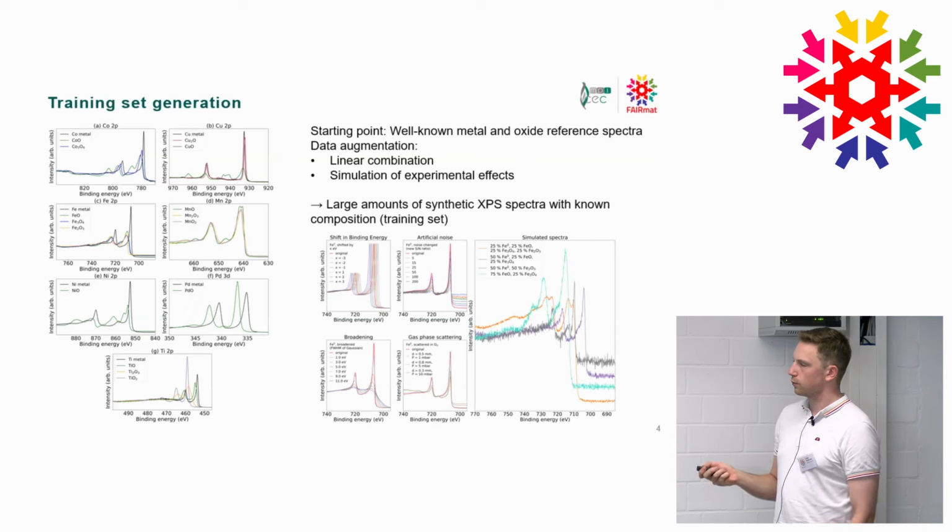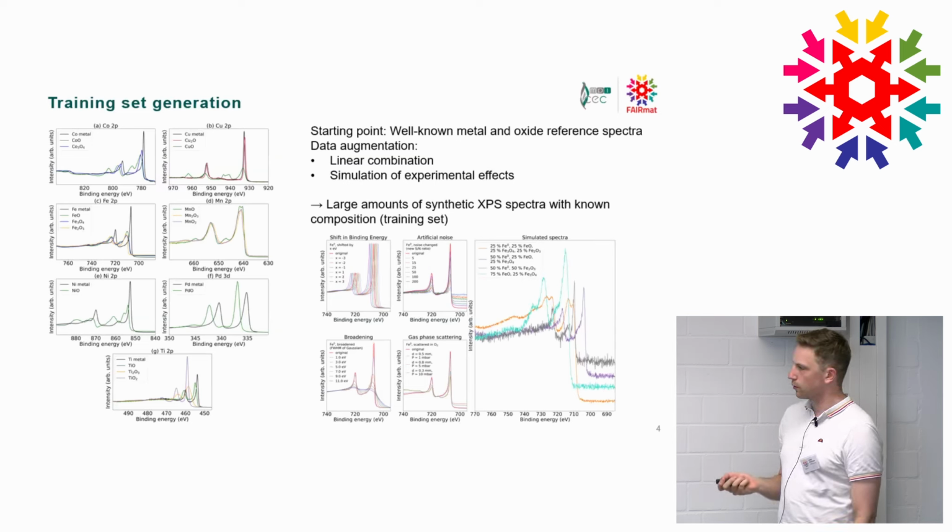So first we started to shift these spectra on the x-axis to simulate a bit of charging and changes in the calibration of the spectrometer and so on. Then we introduced artificial noise, essentially Poisson noise, which is the case in XPS anyway. Then we introduced artificial broadening of the spectra to simulate different instrument parameters and so on.